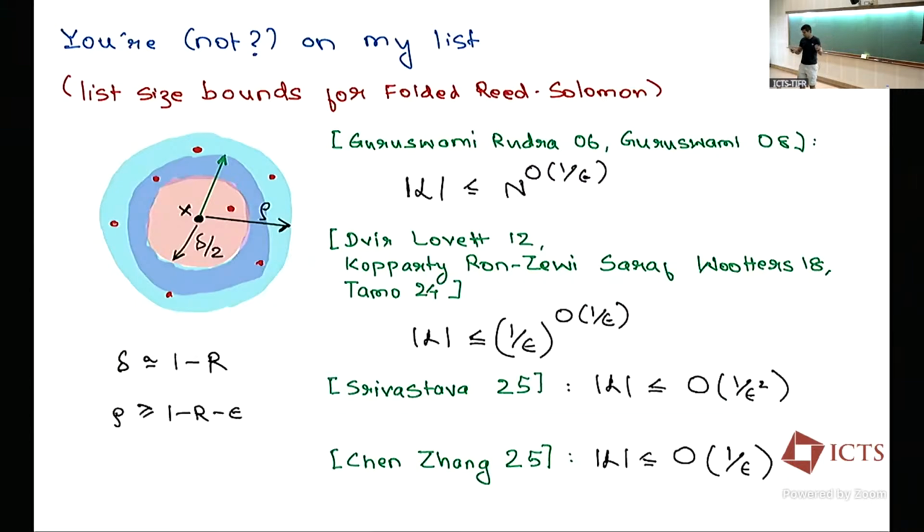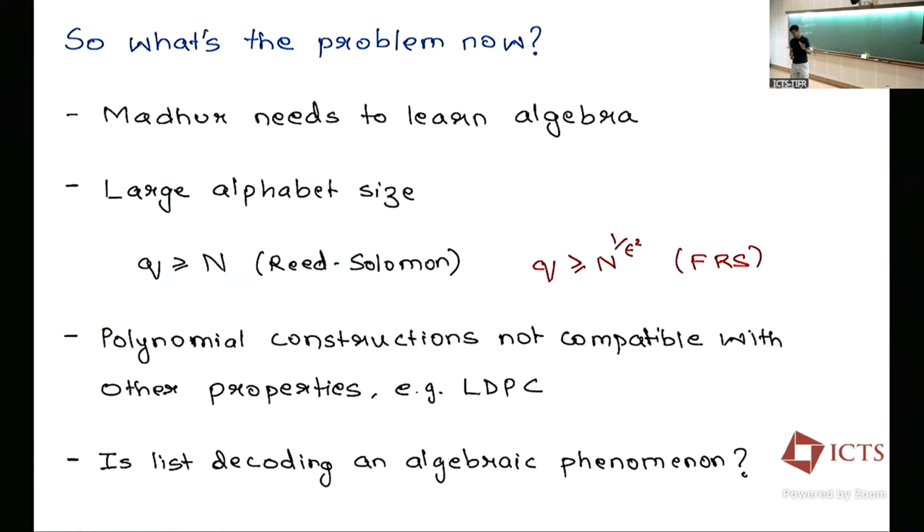Seems pretty great. I mean, should we just go get coffee? Okay, so there are a couple of issues with this. The first one is maybe a feature, not a bug: the algebra is really beautiful. But the other issue is that algebraic codes need large alphabet size. In particular, Reed-Solomon needs alphabet size n, and folded Reed-Solomon, which I'm just going to call FRS, needs alphabet size something like n to the 1 over epsilon squared.